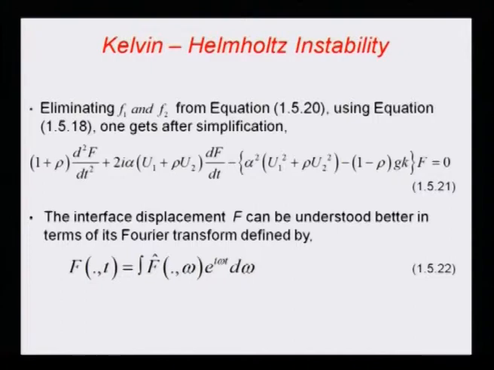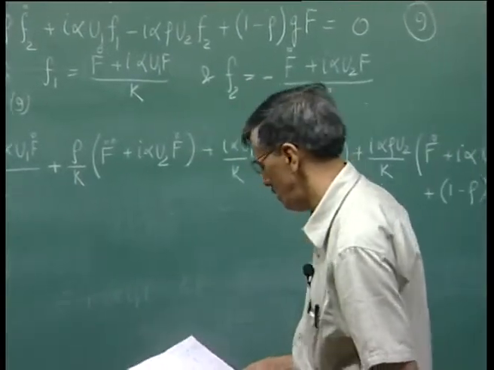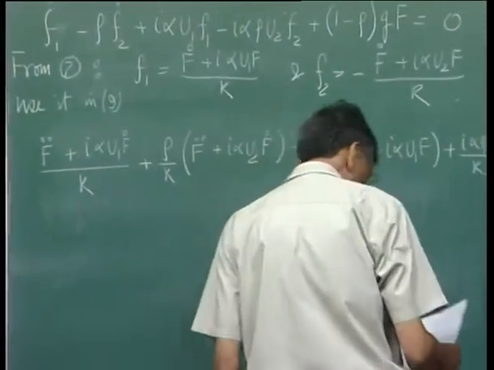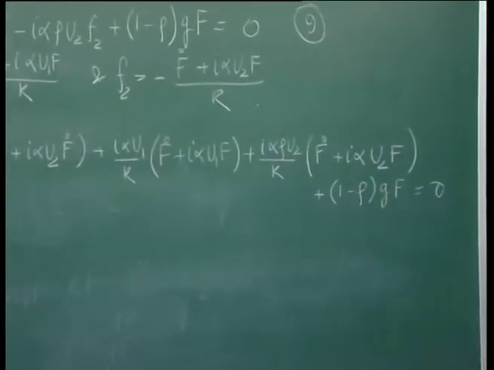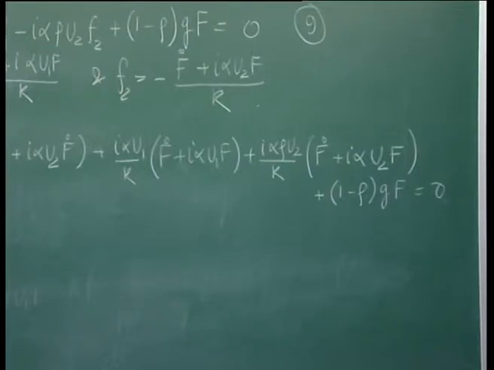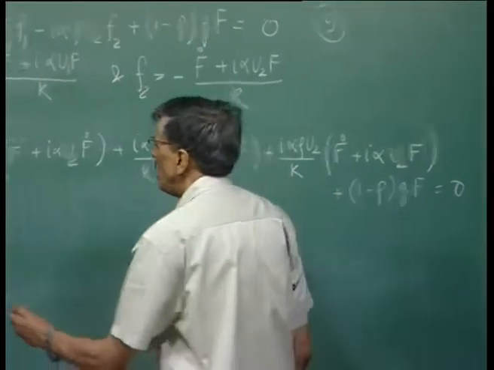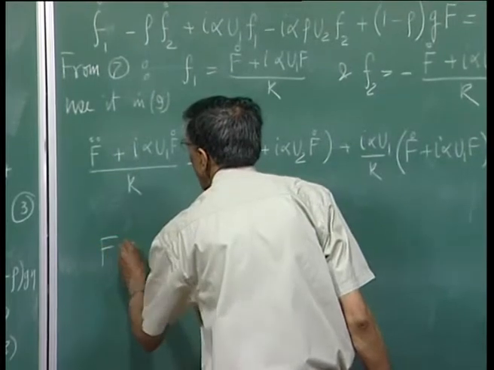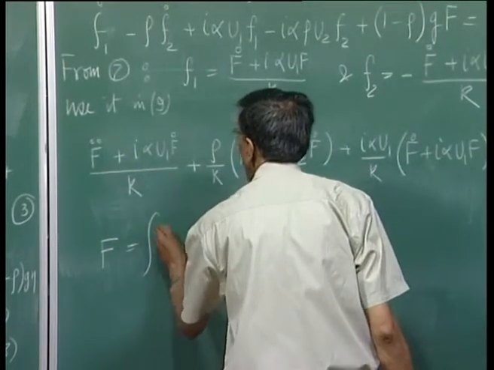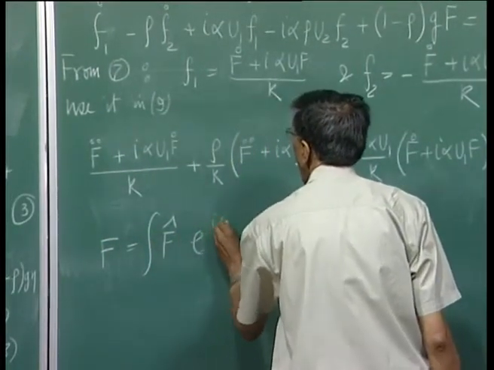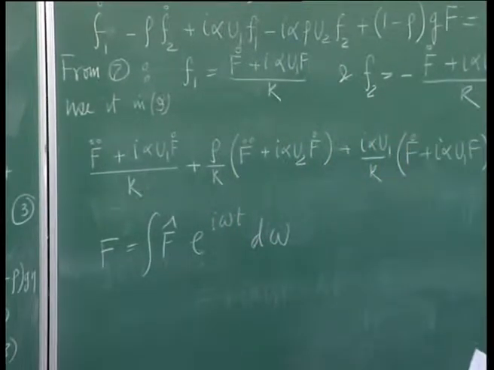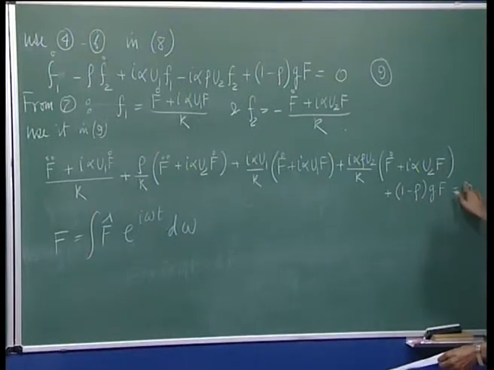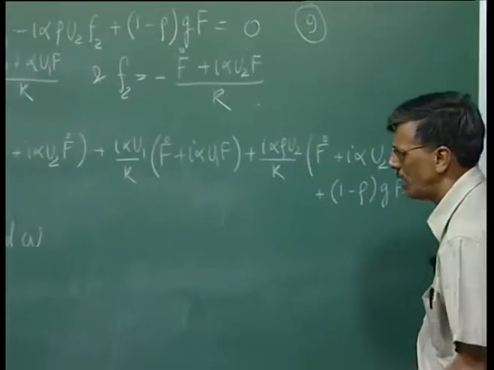That is what it is, that we have written f as nothing but a Fourier transform, amplitude times a phase. So, f I have written as f hat e to the power i omega t d omega. So, what we could do is substitute this in this. So, if I call that equation 10, you can use this.